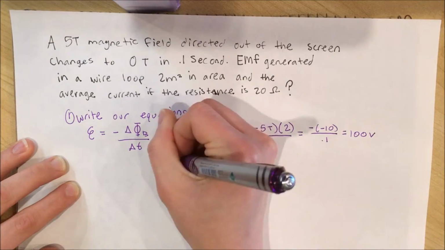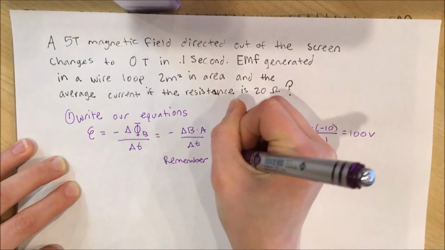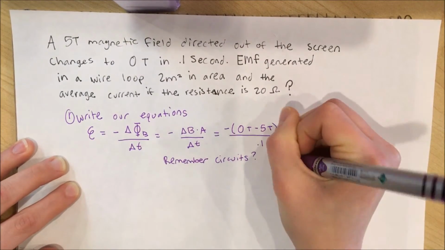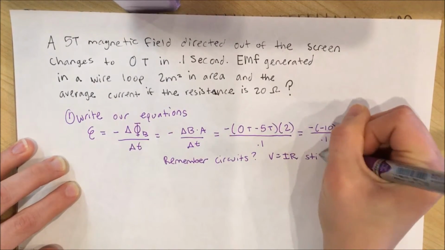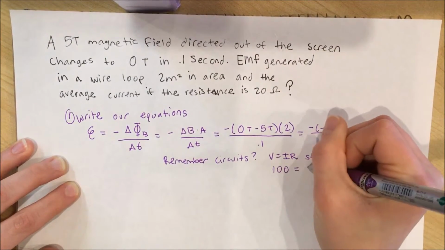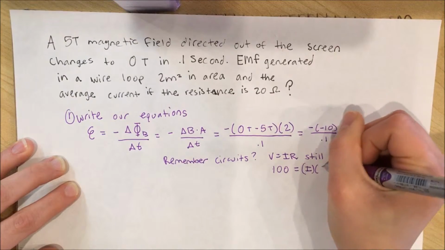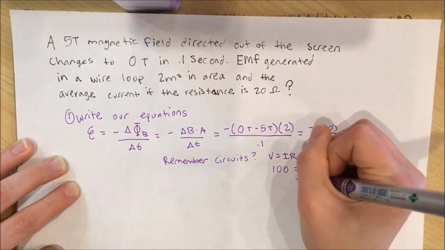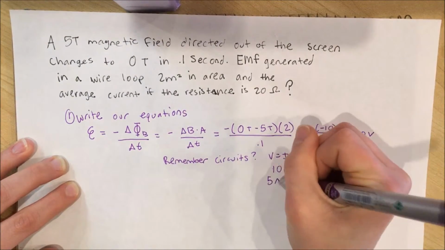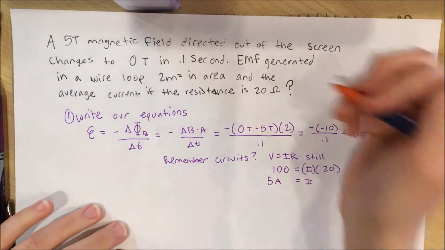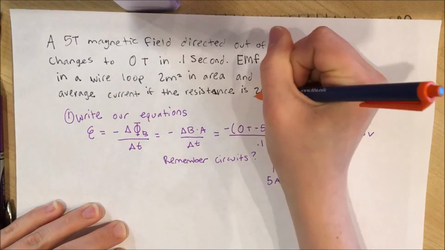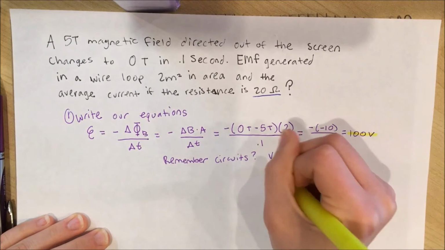you get 100 volts. And we figured out the units because EMF is basically like voltage, in volts. And remember circuits? V equals IR still applies. So 100 equals I times R. And R is already given, so I must be 5 amps. And that's where we got that from.